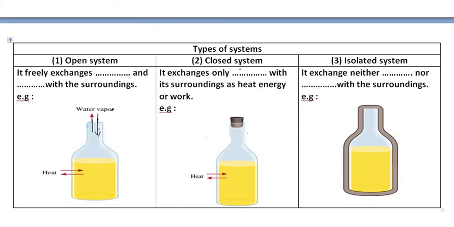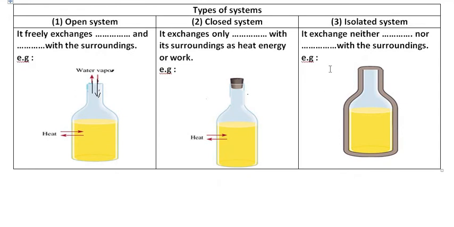Here is the second type, called a closed system, in which only heat exchange occurs but no matter exchange, because here is a cover which prevents matter from getting out or exchanging with the surrounding. Only heat change or energy exchange. Here is the third type of system, which is called an isolated system. The isolated system has a thick wall and a cover such that there is no exchange of matter and also no exchange of energy, no heat exchange, no matter exchange. So this is called an isolated system.